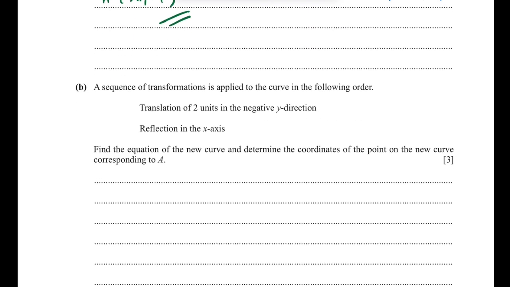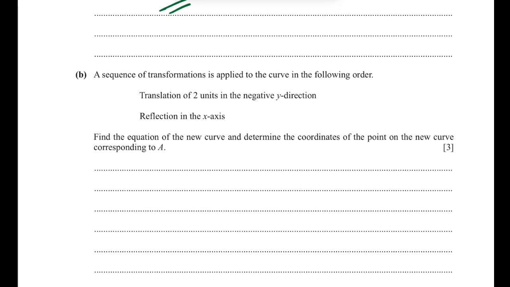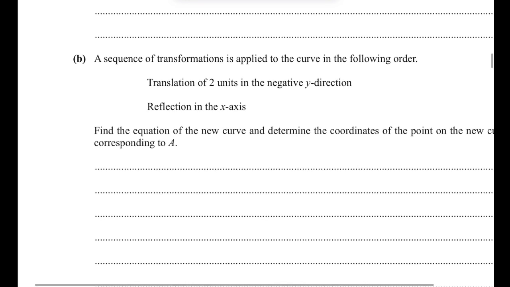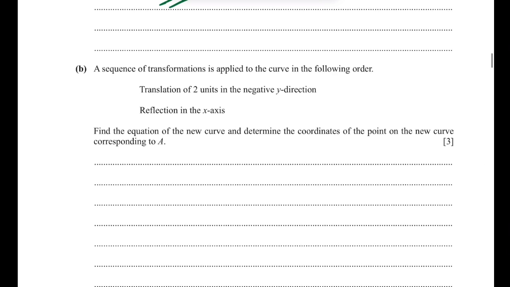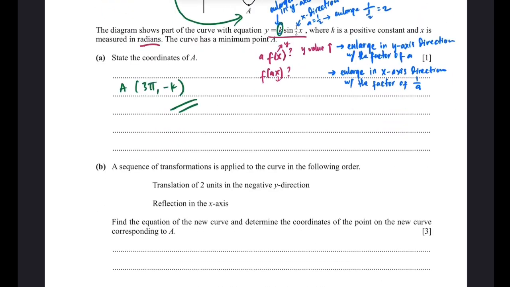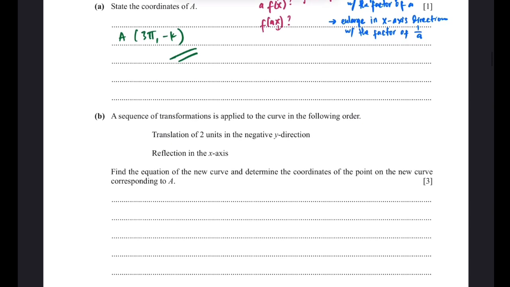So for 2b, the question is, a sequence of transformations is applied to the curve in the following order. The first transformation is translation 2 units in the negative y direction, and reflection in the x-axis. Find the equation of the new curve and determine the coordinates of the point on the new curve corresponding to A. So we still have the same function, k sine half x.